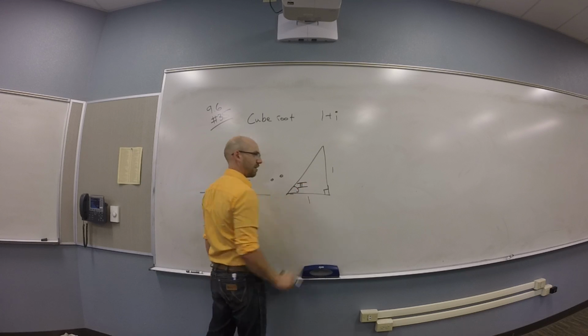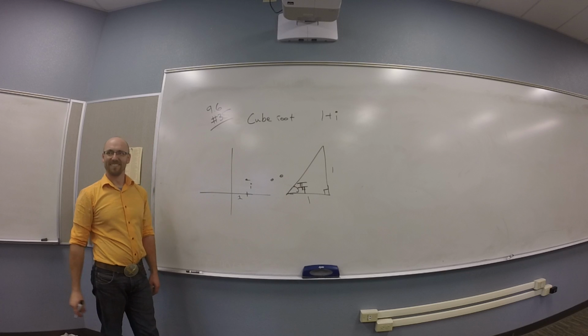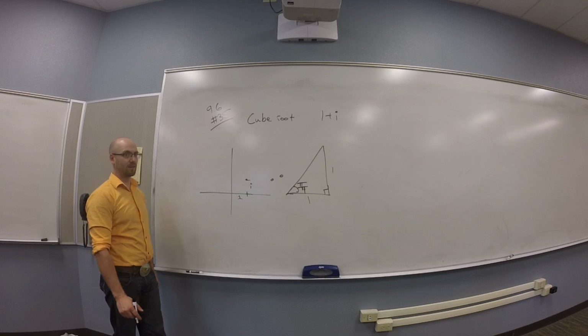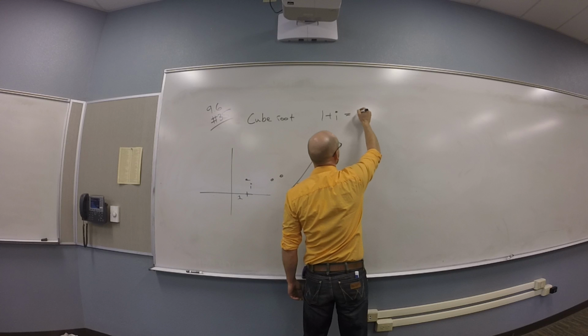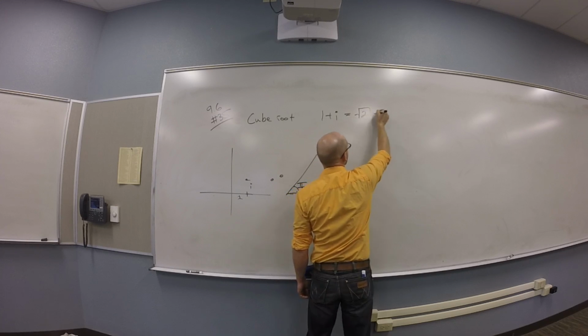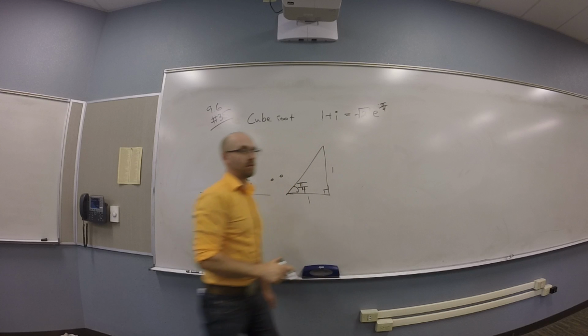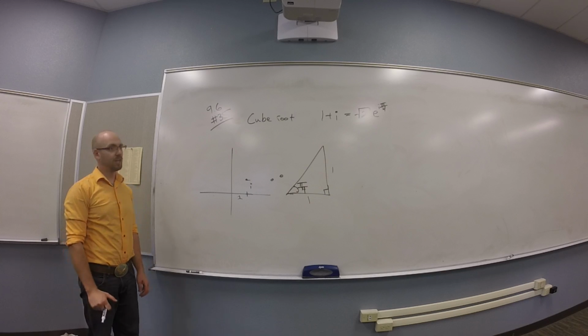So I have an angle of pi over 4 for this guy. What's the radius? Square root of 2. So I think 1 plus i is square root of 2 e to the i pi over 4. You guys with me on that? And then they asked me to find all 3 cube roots of this thing.